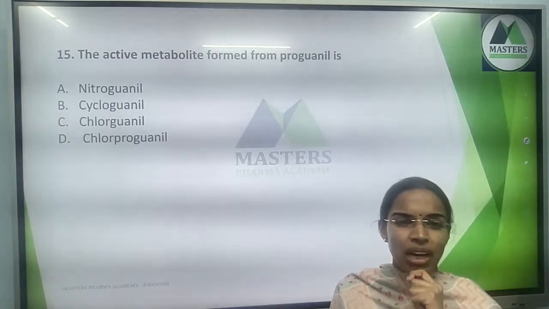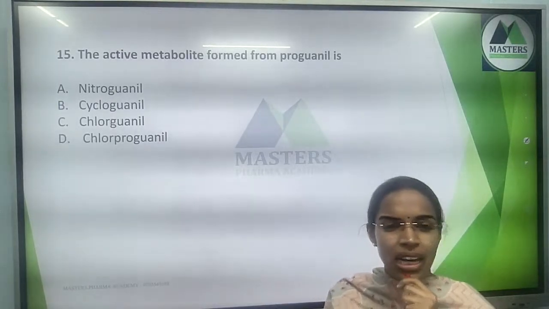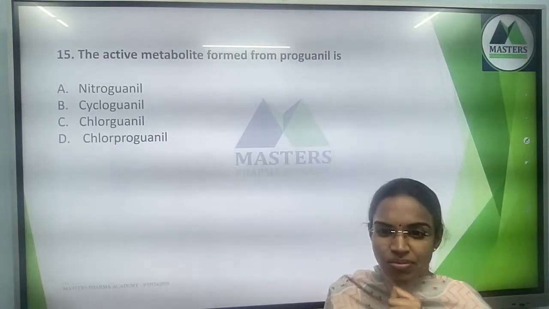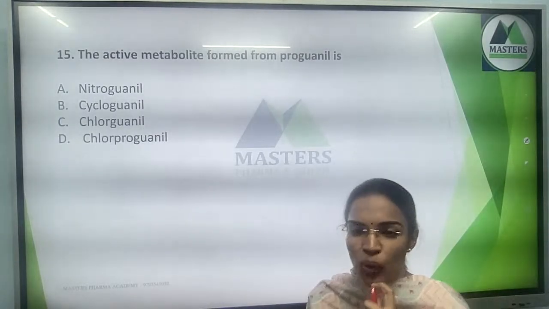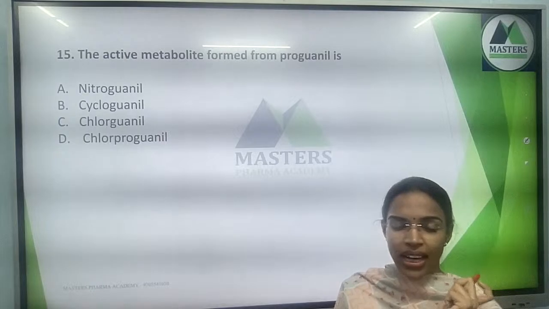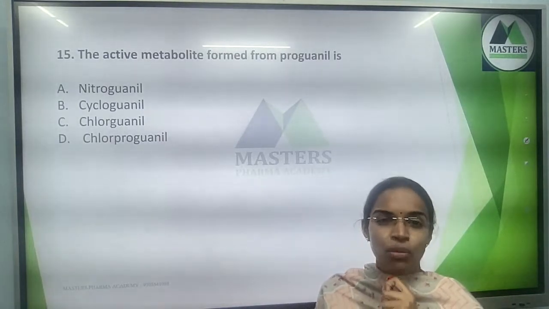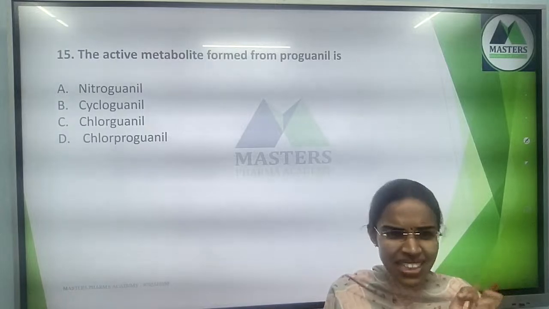The active metabolite formed from proguanil is. Options are A. Nitroguanil, B. Cycloguanil, C. Chloroguanil, and D. Chlorproguanil. Yes, okay, even I got right answers here too. I am very happy about this.